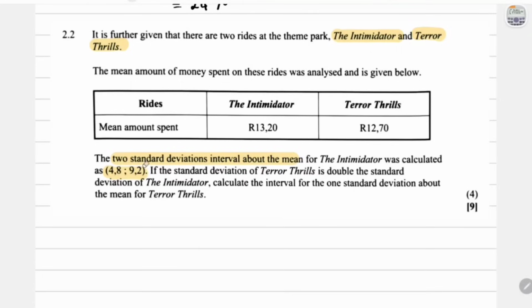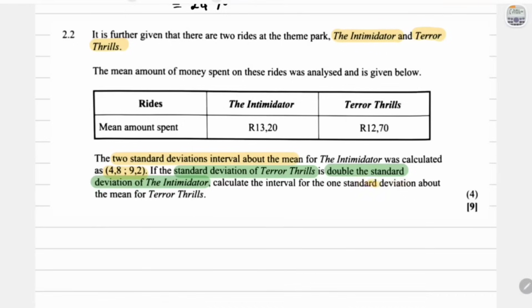Now explain what that means. If the standard deviation of the Terror Thrills is double, that's another piece of information. If the standard deviation of Terror Thrills is double the standard deviation of the Intimidator, we need to calculate the interval for 1 standard deviation about the mean of the Terror Thrills.